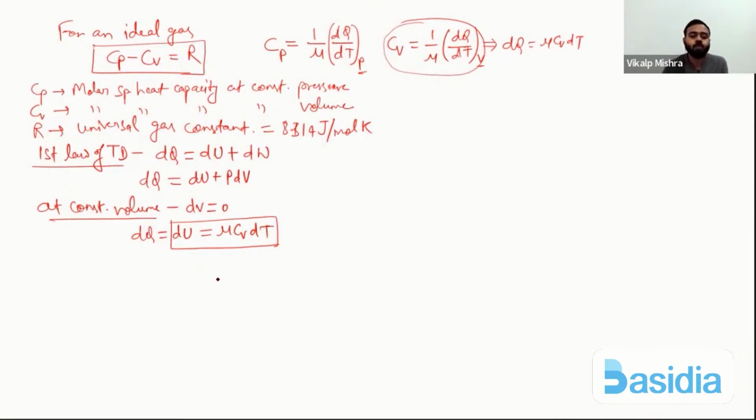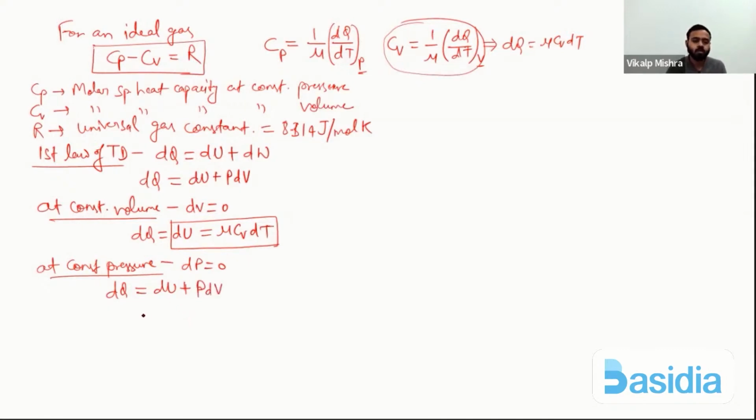Now we will write the first law for a constant pressure process. At constant pressure, we know dP will be equal to 0. Constant pressure means pressure will not change, so the change in pressure is 0. Now write the equation: dQ equals dU plus dW, and dW is PdV.